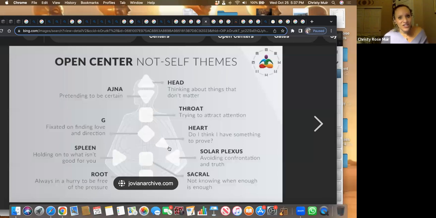So if you have an open heart center, I have an open heart center. Most of the world has an open heart center. About 60% of the world has an open heart center, about 40% has it defined.